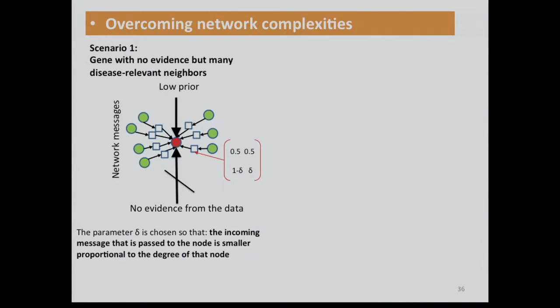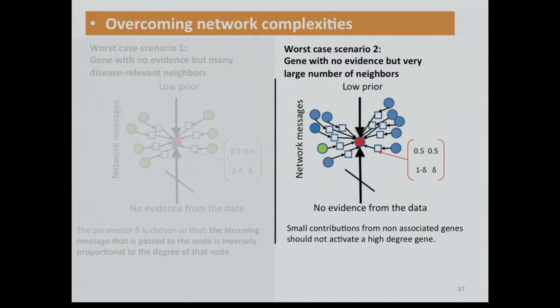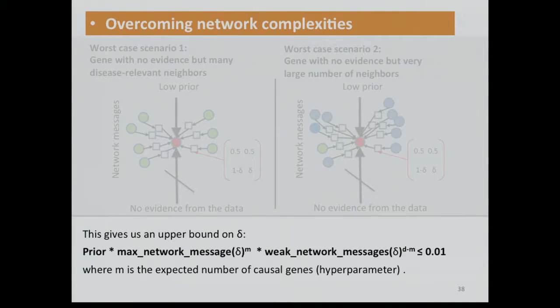Scenario two is that, again, there is no evidence from the data, the degree is high, so by chance several of the genes will be on. And of course, we want these small contributions also not to be able to turn it on. This is the intuition, and this is an upper bound, and when we compute delta, we basically set it to this value.